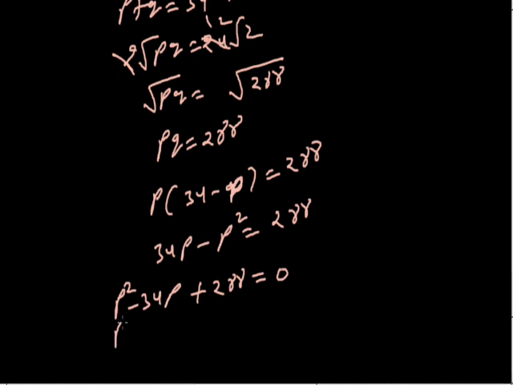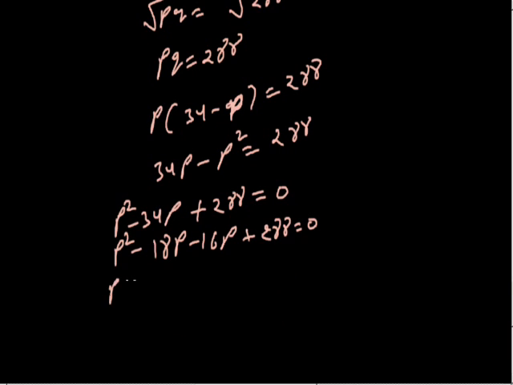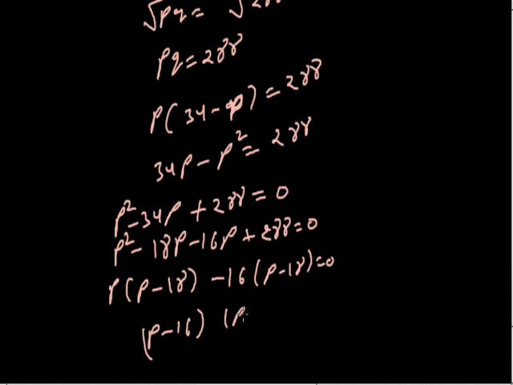So p square minus 34p can be written as p square minus 18p minus 16p plus 288 equals 0. We take p common, that becomes p minus 18. Here we take minus 16 common, we get p minus 18 here, equals 0. So p minus 16 into p minus 18 should be equal to 0. So p can be 16 or 18. If p equals 18, then q should be 16.